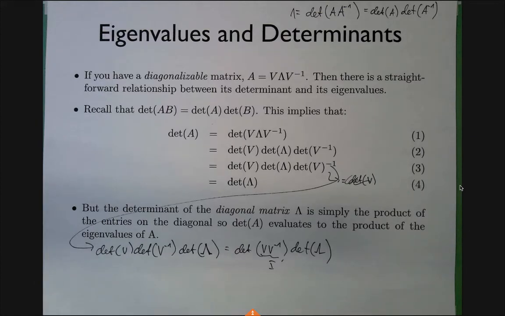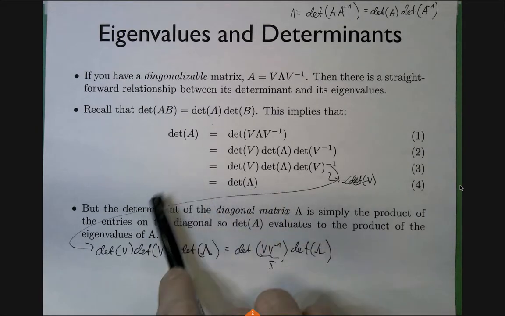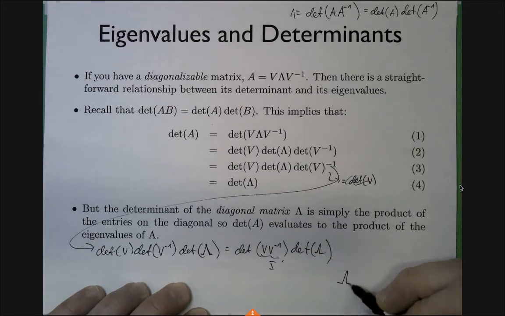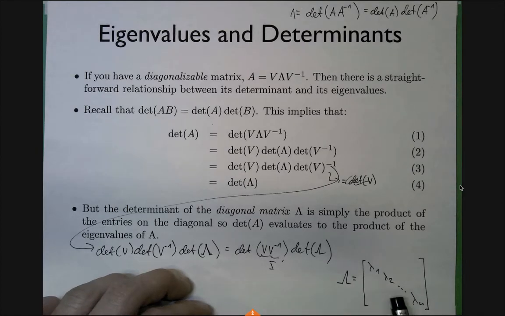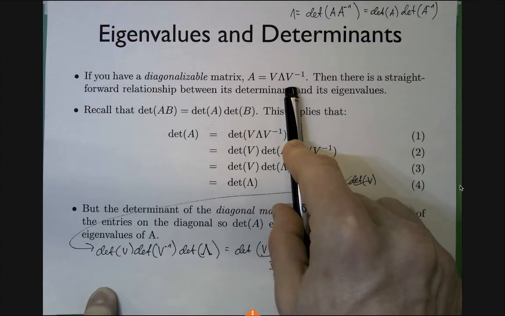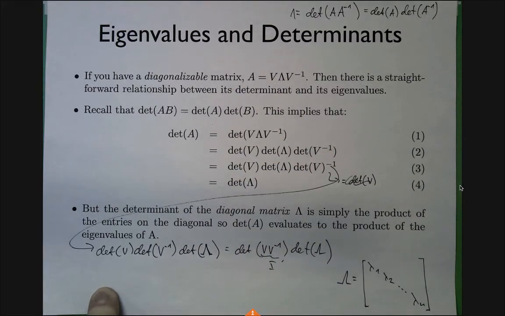So what did we get here? We got that the determinant of A is equal to the determinant of lambda. But what was lambda? Lambda was just a diagonal matrix of eigenvalues, right? So lambda was this, lambda 1 to lambda n, okay? The V and lambda could also be complex. If you cannot diagonalize it in the real domain, maybe you need to go to the complex domain, but everything is cool, okay? Everything still works.